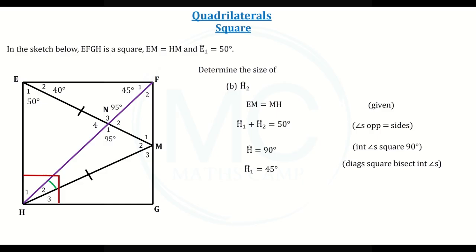And now we have enough information to find the size of angle H2. We know that H1 plus H2 is equal to 50 degrees, and we also know that H1 is equal to 45 degrees. So now we can say the size of angle H1, 45 degrees, plus H2 is equal to 50 degrees, which means that H2 must be equal to 5 degrees. And we have now completed this question.